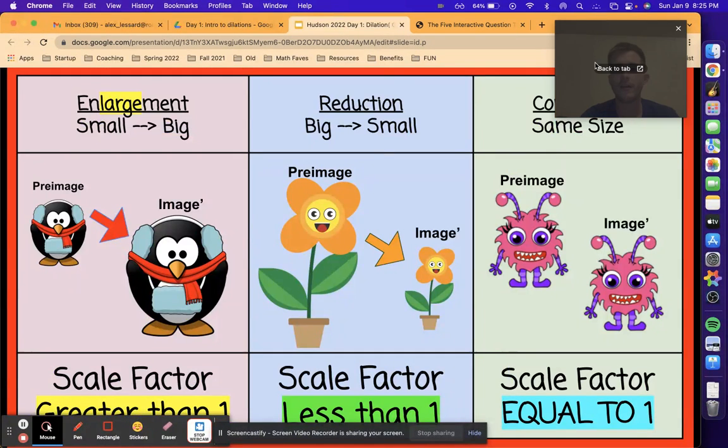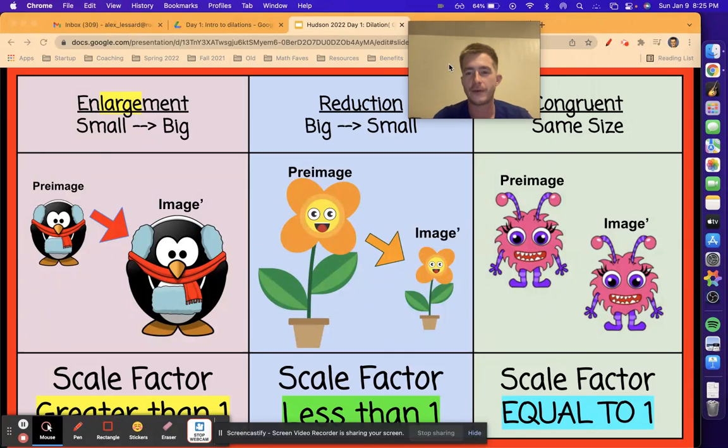Okay, enlargement. Notice that the word large is highlighted. That's because an enlargement makes an image from small to big. It makes it bigger. Enlargement. If I go out to eat at McDonald's every single day, I am going to get enlarged, right?